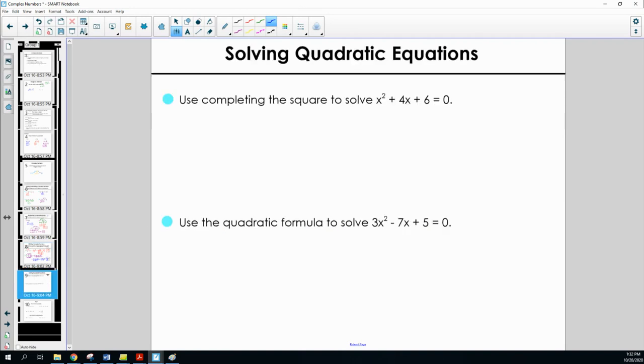So then the last thing that we're going to look at is solving quadratic equations. These are just a refresher of what we've done before. But now, if we get a negative under the square root, we know how to handle this. If I ask you to solve a quadratic equation, unless it says specifically which way to do it, you can choose to solve it however you would like.